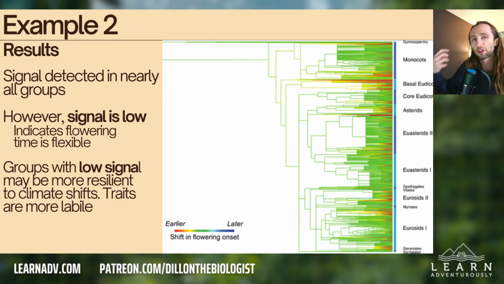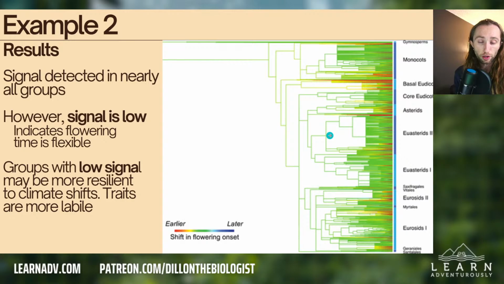So these groups with this low signal may be more resilient to climate shifts. It's possible that the traits are a little bit more labile. Of course, this needs more research, needs more done. Flowering onset is not the only trait that may be affecting species, but if we're truly worried about flowering onset, then maybe we only need to look at the groups that actually did have that high signal. Maybe we can feel a little bit better knowing that groups with low signal are probably adapting to change a little bit easier. So this is a really great conservation use case for phylogenetic signal.